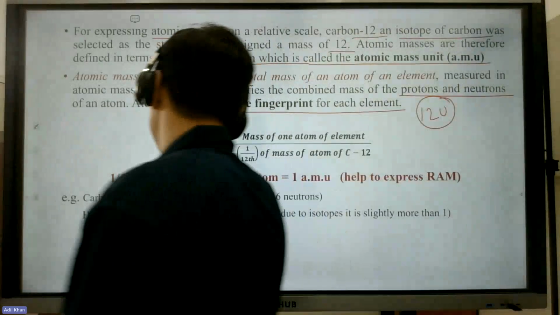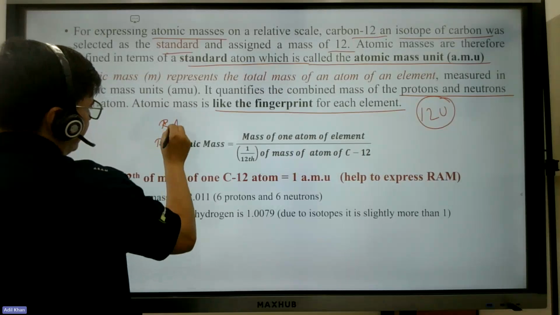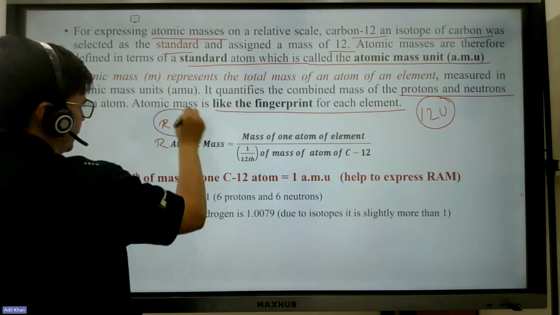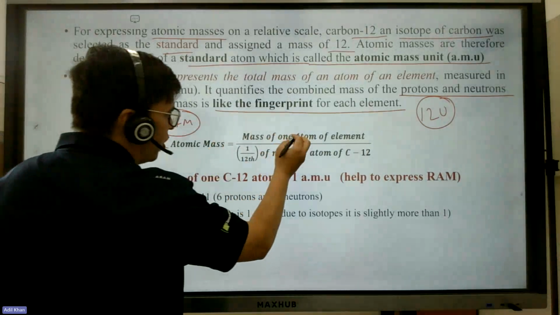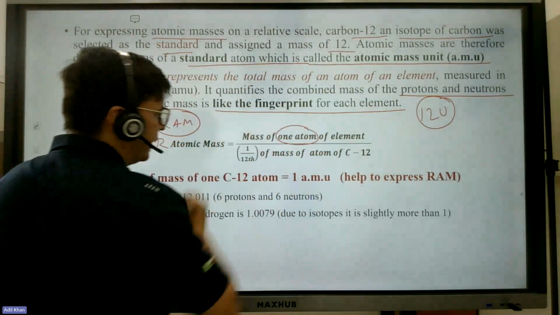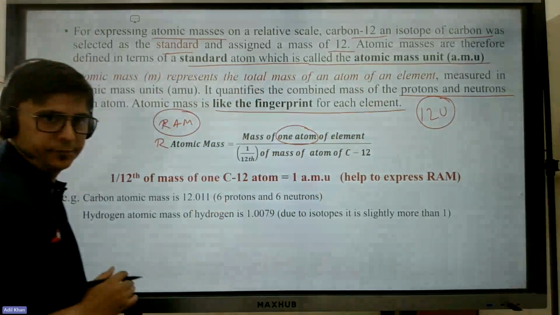Atomic mass, now here basically I'm talking about relative atomic mass, so I'm writing RAM. RAM stands for relative atomic mass. Here in computer also you have RAM. So what is relative atomic mass? It is the mass of one atom of an element by 1/12th mass of an atom of carbon 12.